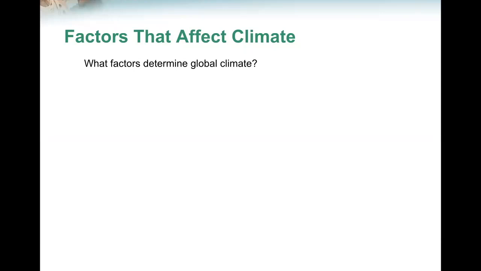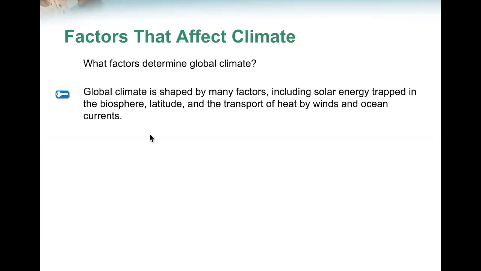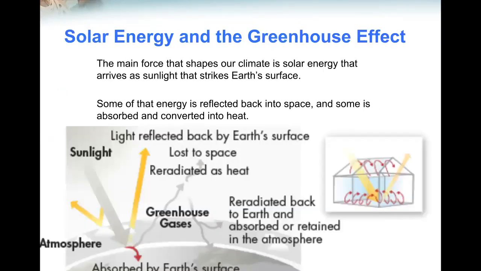What factors affect global climate? Global climate is shaped by many factors, including solar energy trapped in the biosphere, latitude, and the transport of heat by winds and ocean currents. The main source that shapes our climate is solar energy that arrives as sunlight that strikes the Earth's surface. Some of the energy is reflected back into space and some is absorbed and converted into heat.